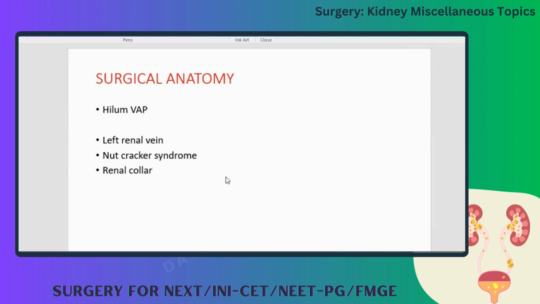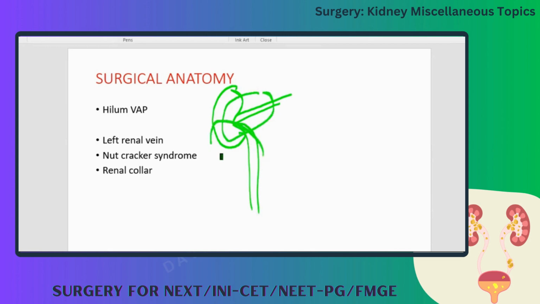We will just discuss some miscellaneous topics related to kidney and ureter. See here, this is the kidney, this is the pelvis and the ureter, this is the artery, and this is the vein. What is this junction known as? This junction is PUJ, pelviureteric junction.